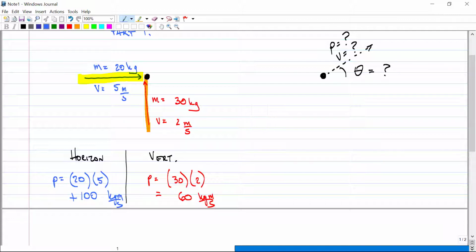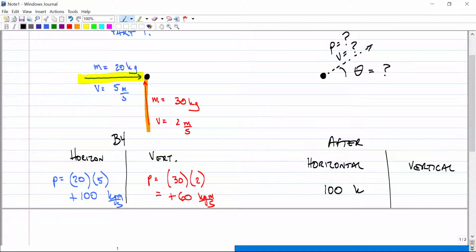So we make a new table for afterwards, and that table is going to be the exact same as far as quantities are concerned as the one you just see here before. So after, we've got a horizontal component and we've got a vertical component, and horizontally it's going to be the same value because you're conserving momentum. So horizontally you're going to have 100 kilogram meters per second, and vertically you're going to have 60 kilogram meters per second. And again, the direction is important. All of that stuff is all going to be the same.